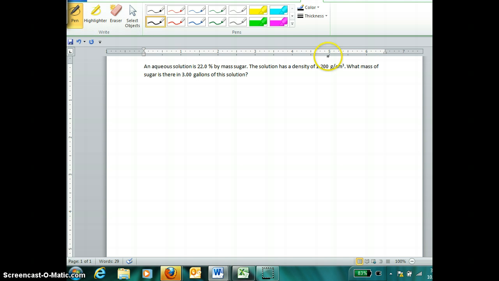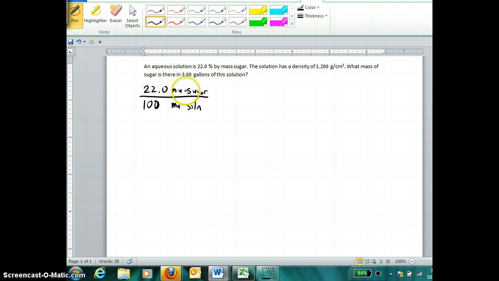Very nice. I read the problem and it reads that I have a solution. It's an aqueous solution, so the solvent is water. And it's 22% by mass sugar. So immediately, I'm going to write that down as a part-to-whole ratio. We have 22 parts by mass sugar to every 100 parts by mass of solution. So I will label the units, and I will label the part sugar and the whole solution. So yes, there are 22 mass units of sugar for every 100 mass units of solution.